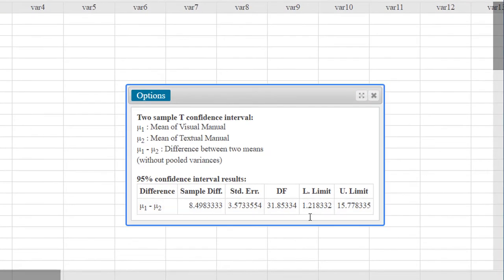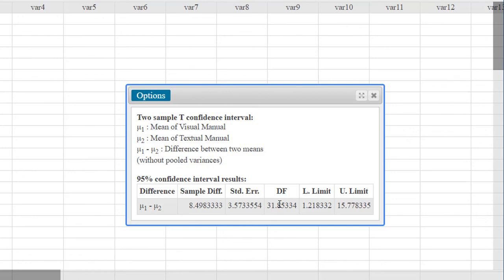When I do that, I get the result 1.218332, that's the lower limit of my confidence interval, to 15.778335. That's the upper limit of my confidence interval, and those results agree with the results from the TI calculator. Again, that's slightly different from what we got by hand, and the reason for that difference is because of the degrees of freedom used by technology, whereas we use the degrees of freedom which were the lesser of n sub 1 minus 1 or n sub 2 minus 1.